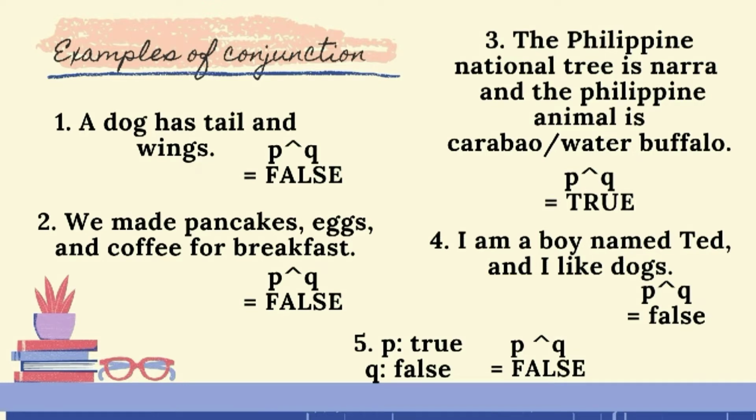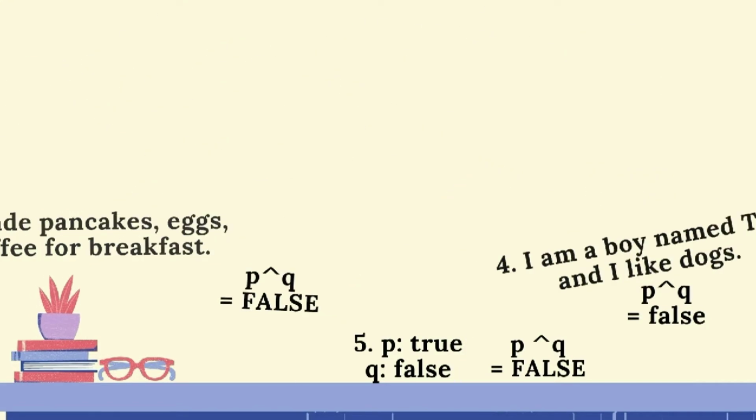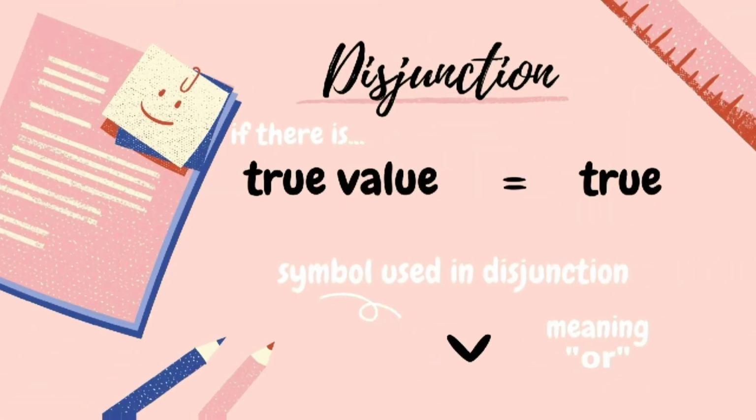P is true and Q is false. It has a false value, that's why it's false. Disjunction. It is the opposite of conjunction. In disjunction, when it has a true value, the answer will be true. And this is the symbol used in disjunction, meaning or.